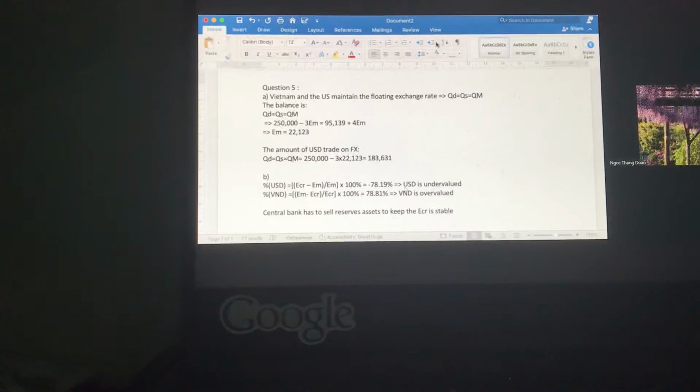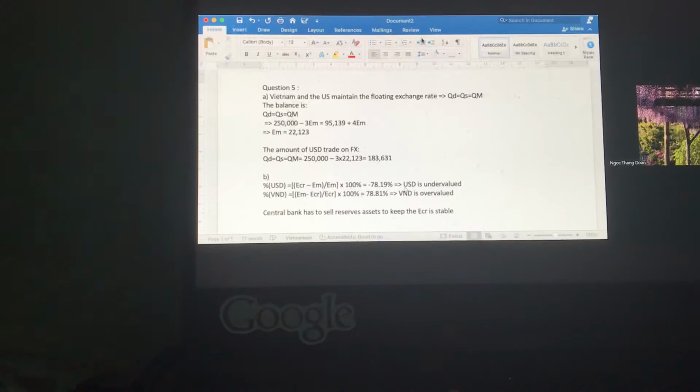Okay, please check what your classmate did so far. In this type of question, in question A, you need to compute the equilibrium, right? The equilibrium condition is when QD equals QS. From that, we solve the equation and then we get the EM. After we have the market rate, we can plug it into either the supply or the demand curve, and then we have the amount of USD traded on the forex market. Question A, the EM and QD, QS. Is that correct? Yes, it's correct.